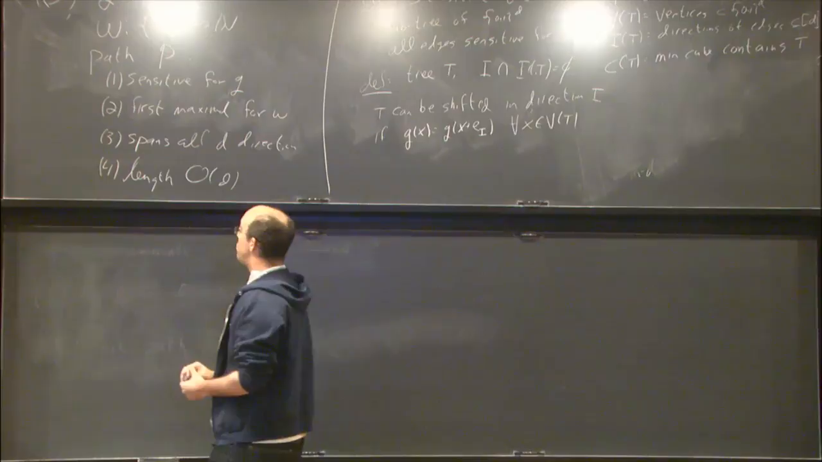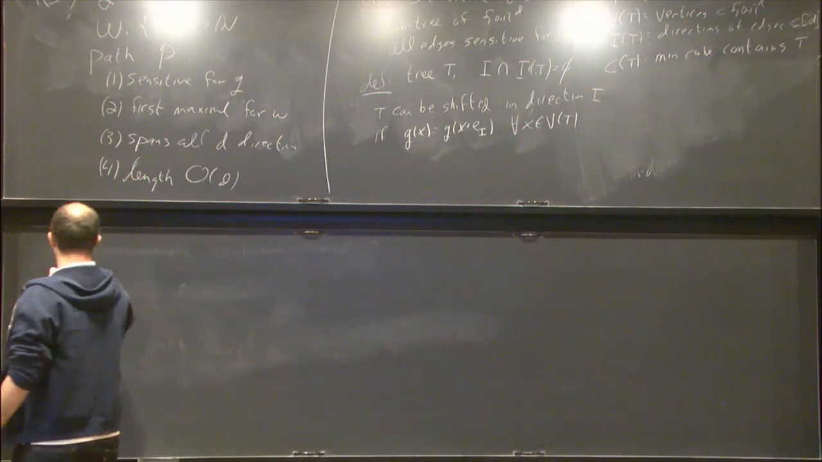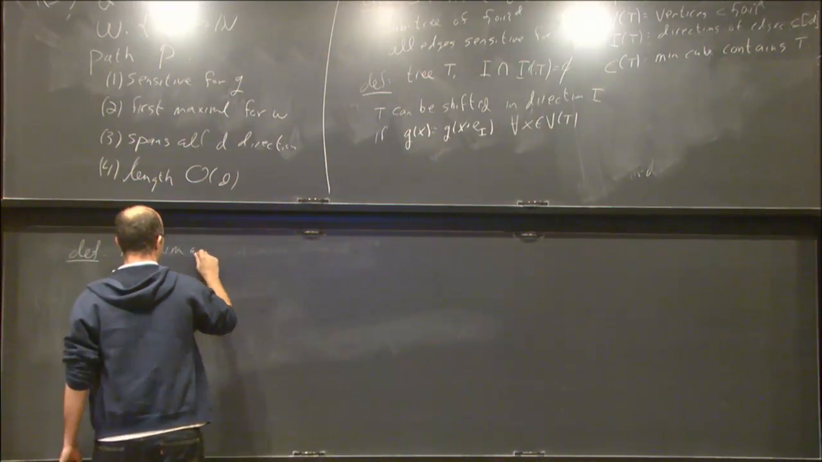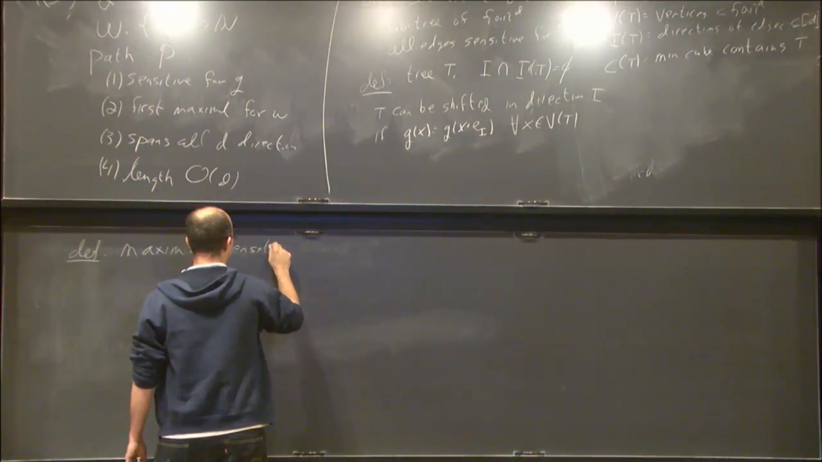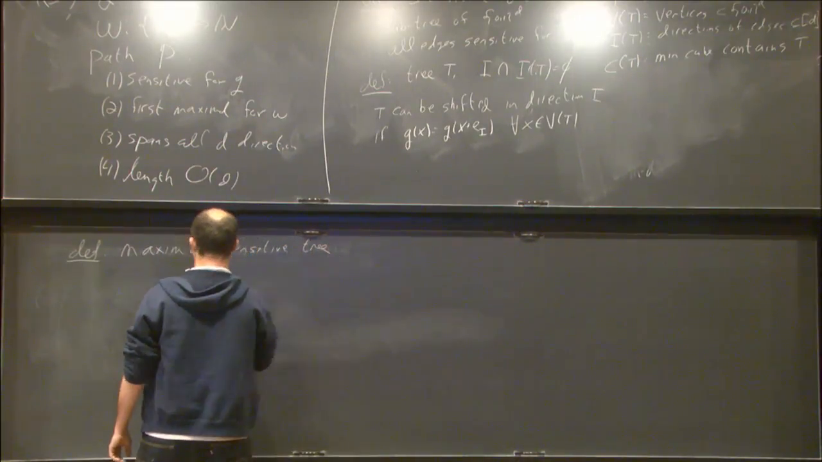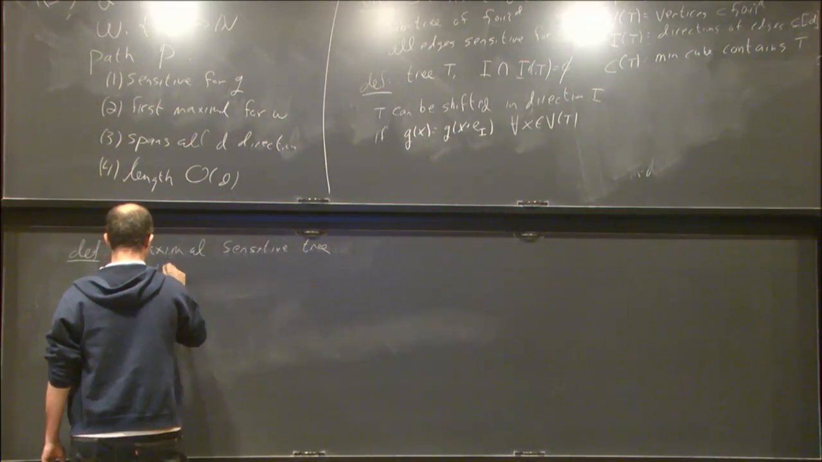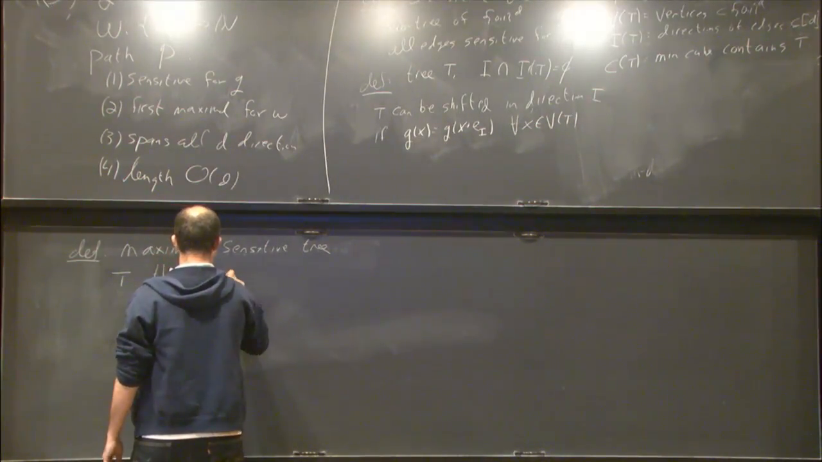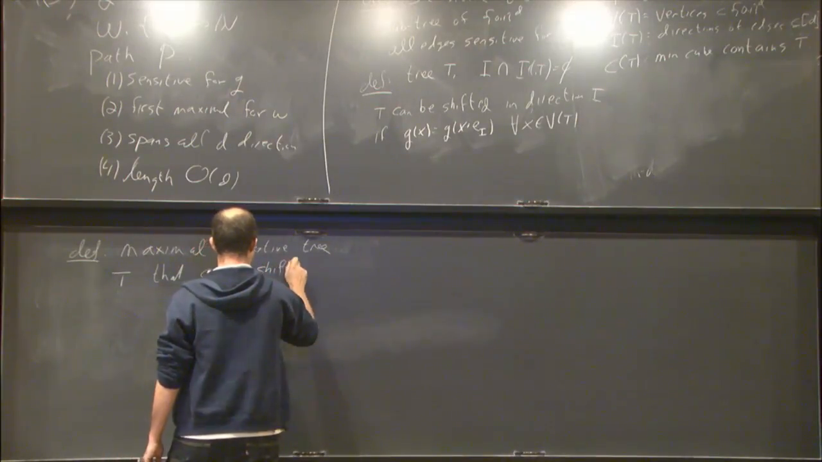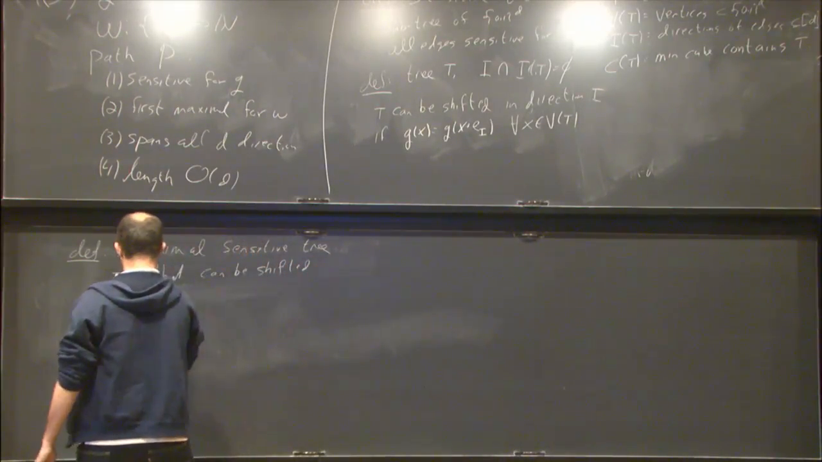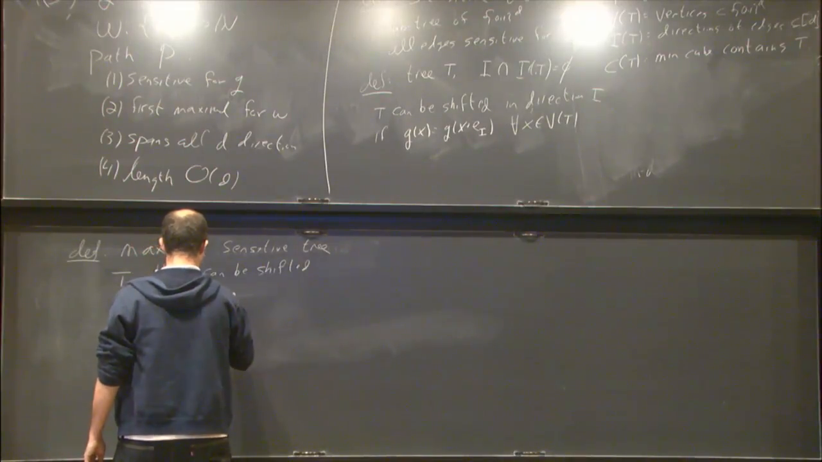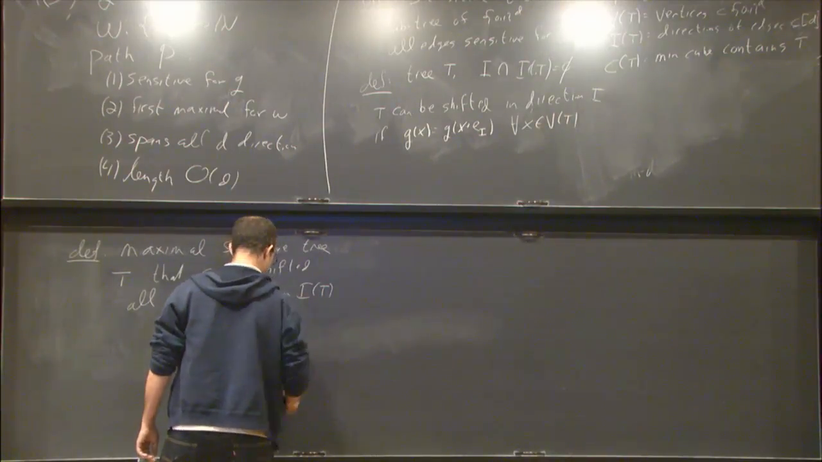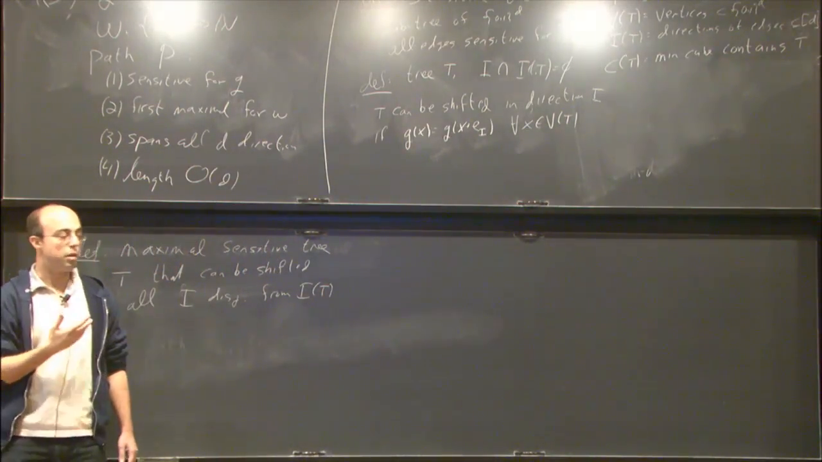And now I will give another definition, which is a maximal sensitive tree. A maximal sensitive tree is a tree T that can be shifted in all directions I that are disjoint from its directions. So why do these things always exist?